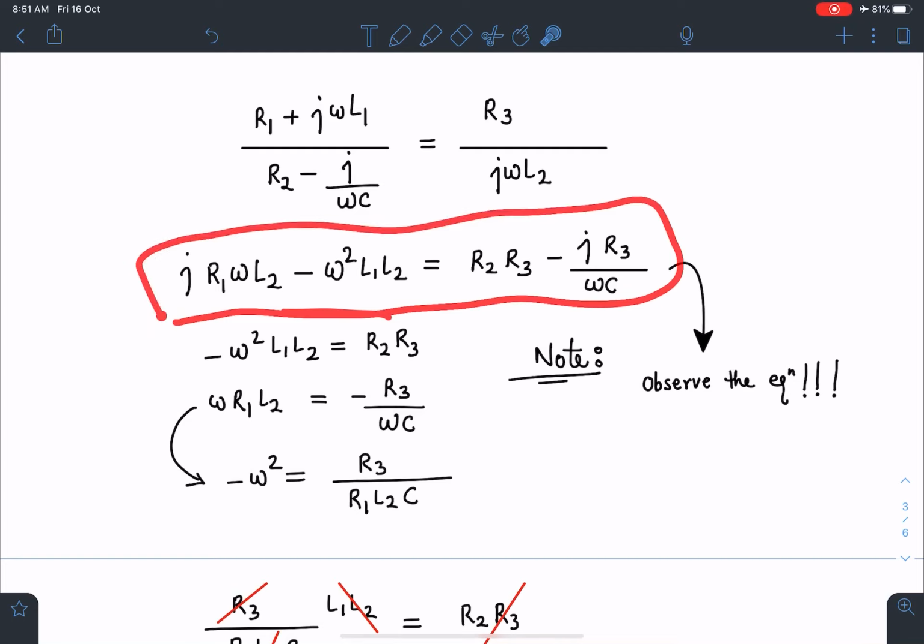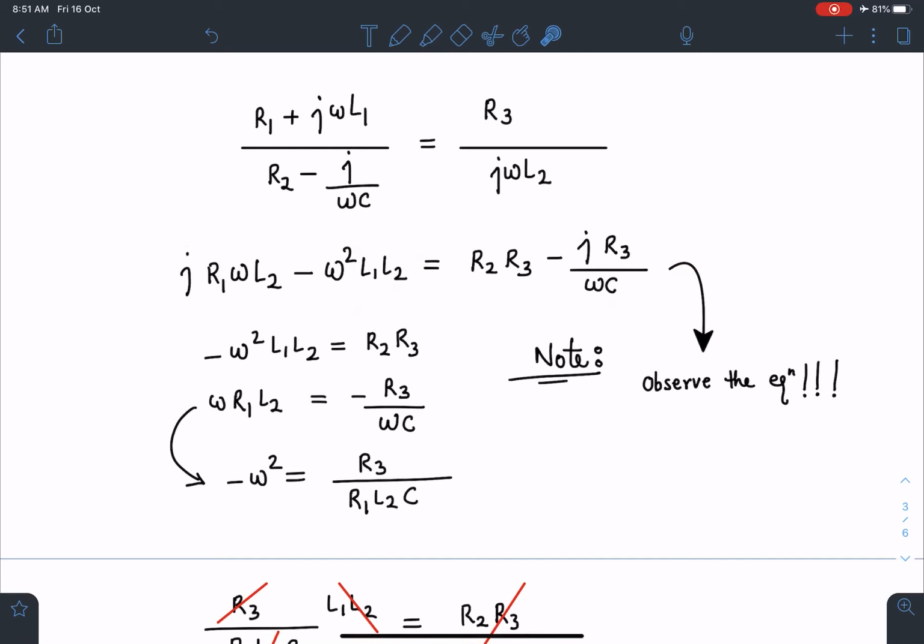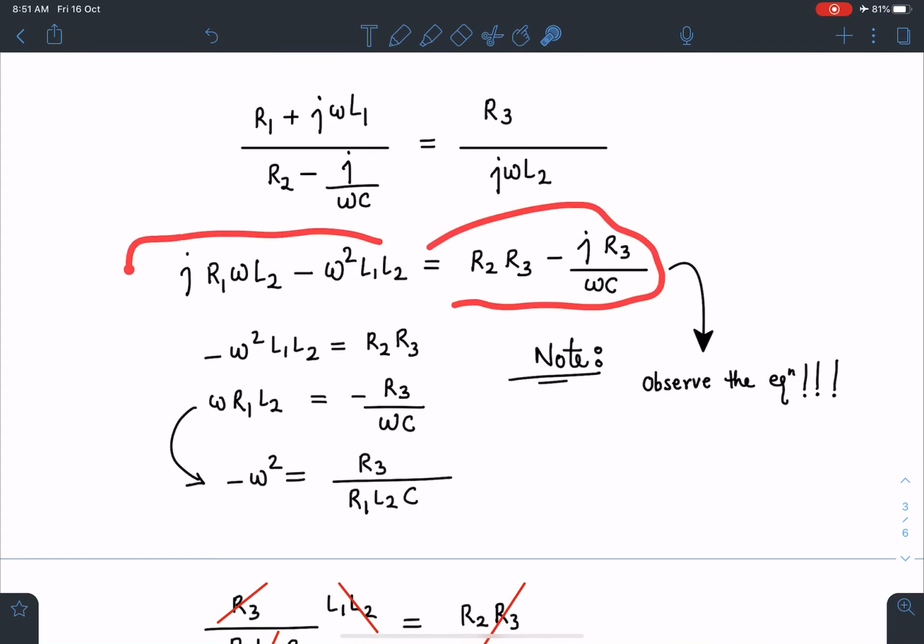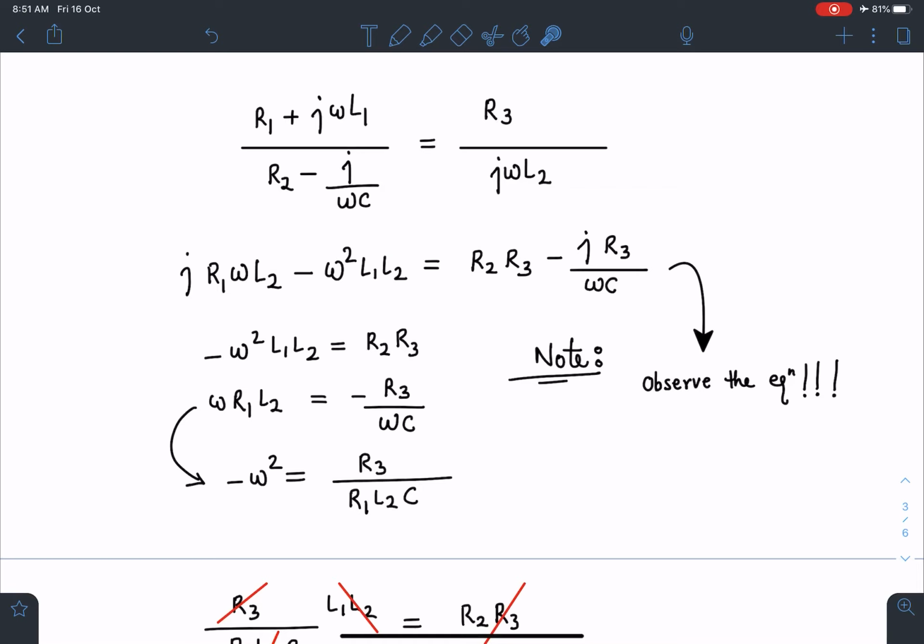If you observe this equation carefully, on the left side there is one complex number, on the right side there is one complex number, and they are equal. So if they are equal, then their real part should be the same and their imaginary part should be the same. Now, circuit components are positive, so you can see the real part on the left side is negative and the real part on the right side is positive. Similarly, the imaginary part here is positive, and here the imaginary part is negative. So definitely such a possibility cannot arise. This equation itself is not possible.